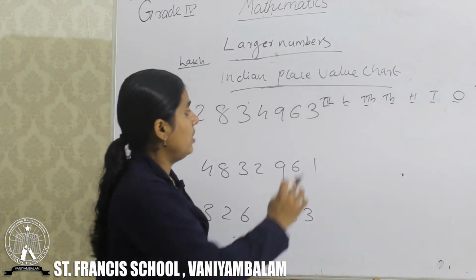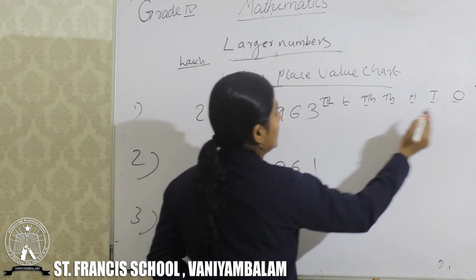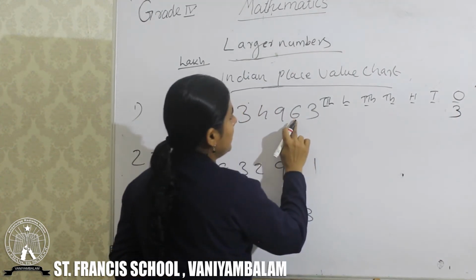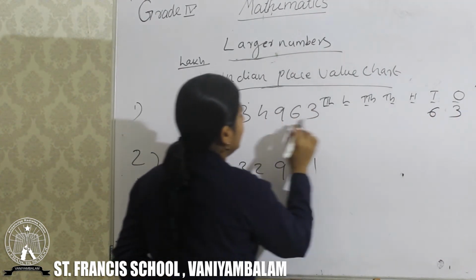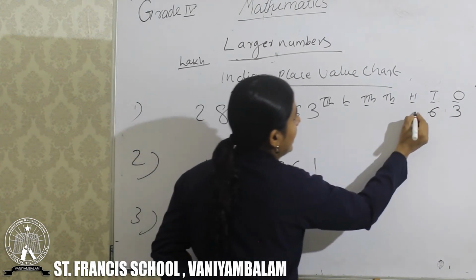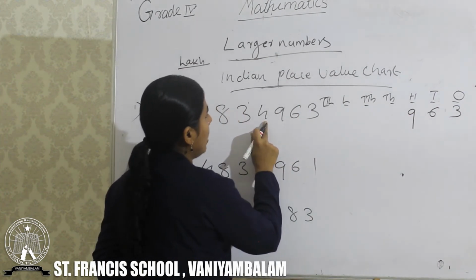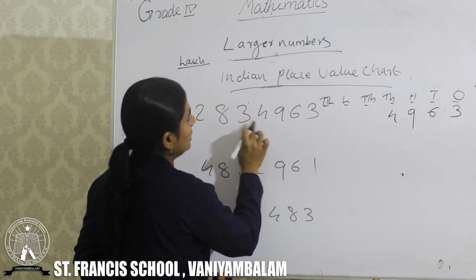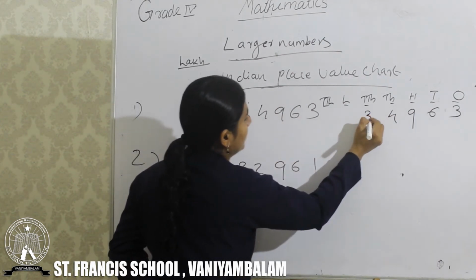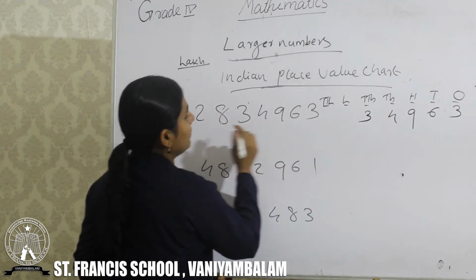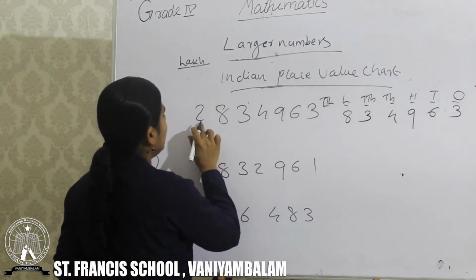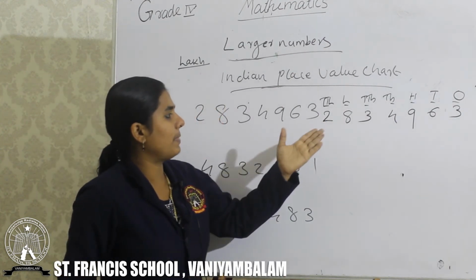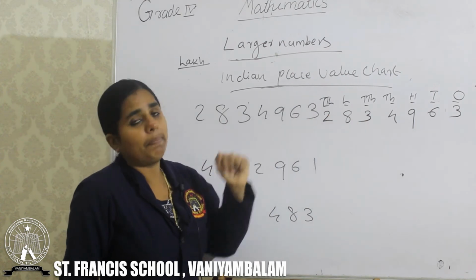We write these in the ones place. Ones place we have which number? Number 3. Tens place, 6. Hundreds place, 9. Thousands place, 4. Ten thousands place, number 3. Lakhs place, number 8. Ten lakh place, number 2. This way we write the numbers below the place value chart.